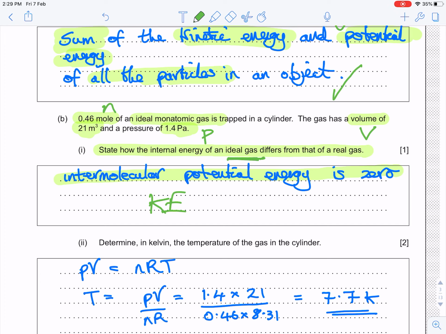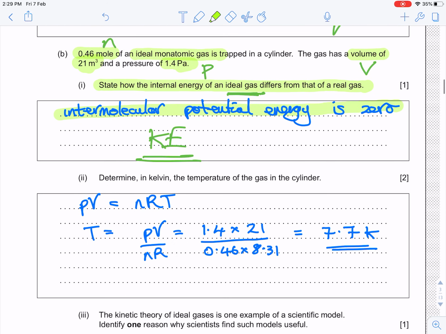So the total kinetic energy of all the particles in an ideal gas is equal to the internal energy of the ideal gas. So let's have a look at the calculation now.